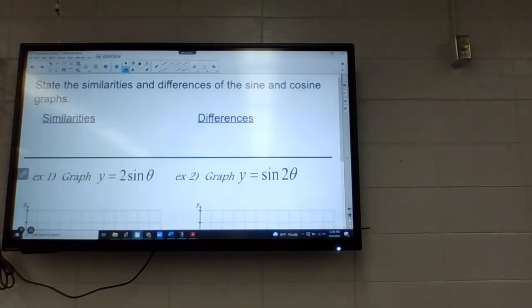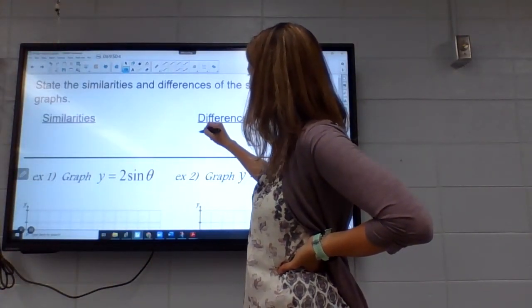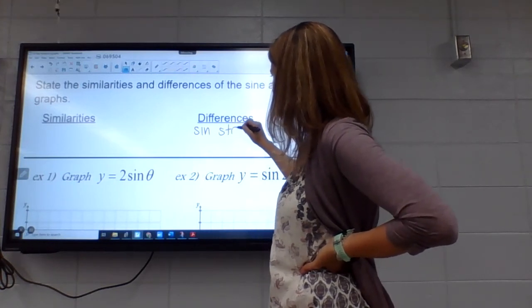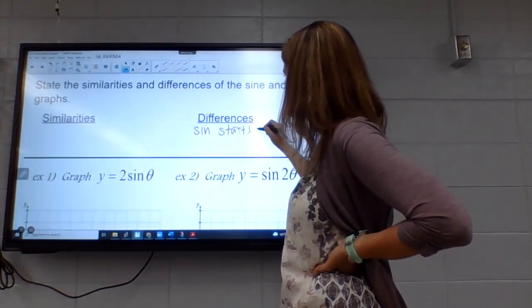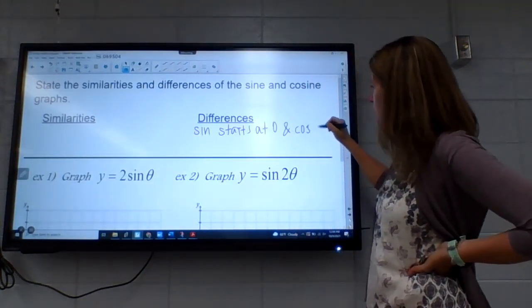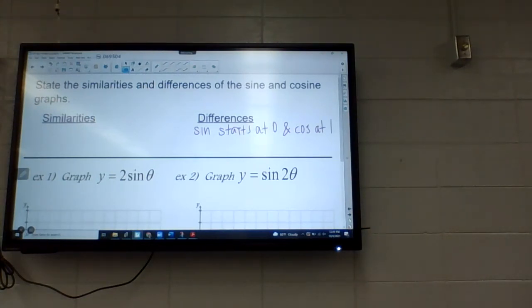Maybe, where did they start? One starts at the bottom of the graph. One starts in the middle of the arc. Okay. So sine starts at 0, and cosine at 1. Anyone have anything else? They're the same way. So they do the same thing, just starting at a different spot.